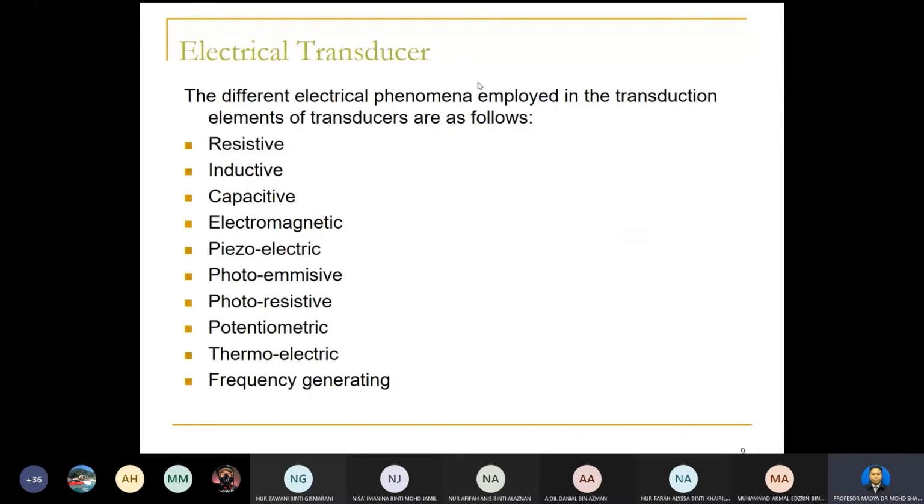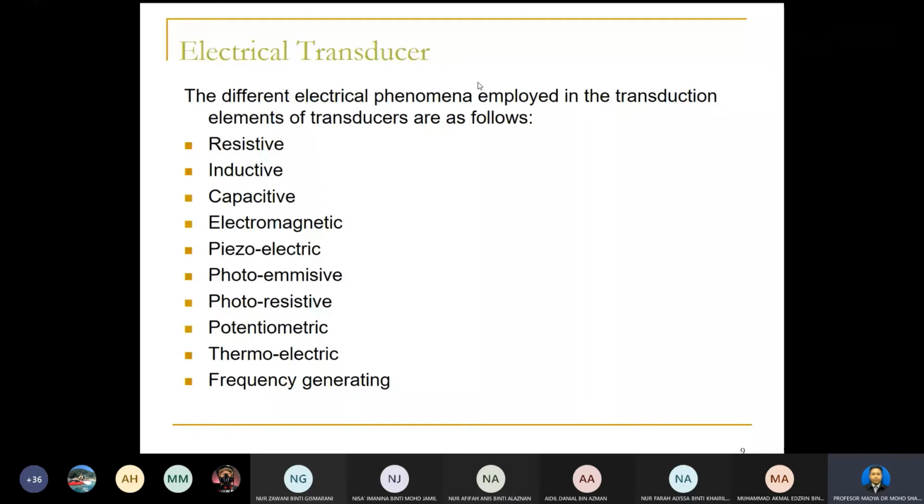So this is the electrical transducer. The different electrical phenomena employed in the transduction element of the transducer are as follows. This is more on the electrical sensor that I mentioned to you. We have resistive, based on the resistor. We have inductive, based on the inductor. We have capacitive, based on the capacitor, and so on. We have electromagnetic, piezoelectric, photoemissive, and so on. These are some different electrical phenomena employed in our transducer.